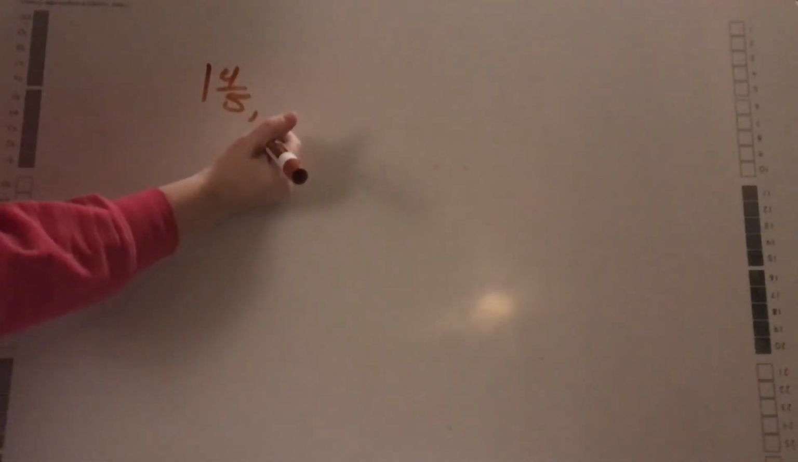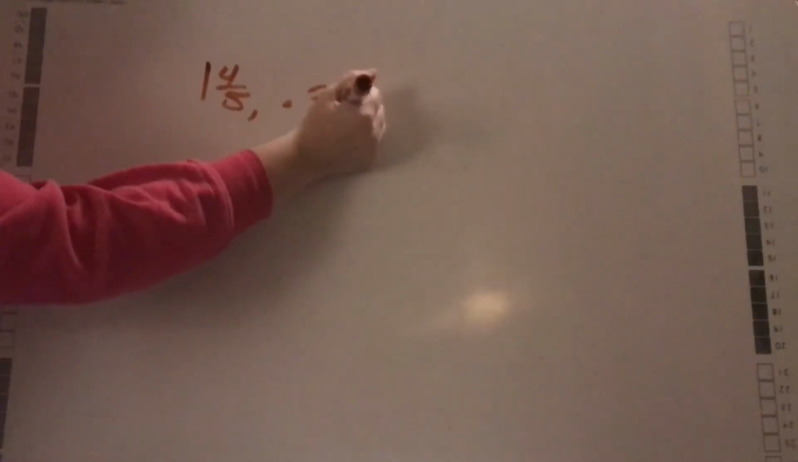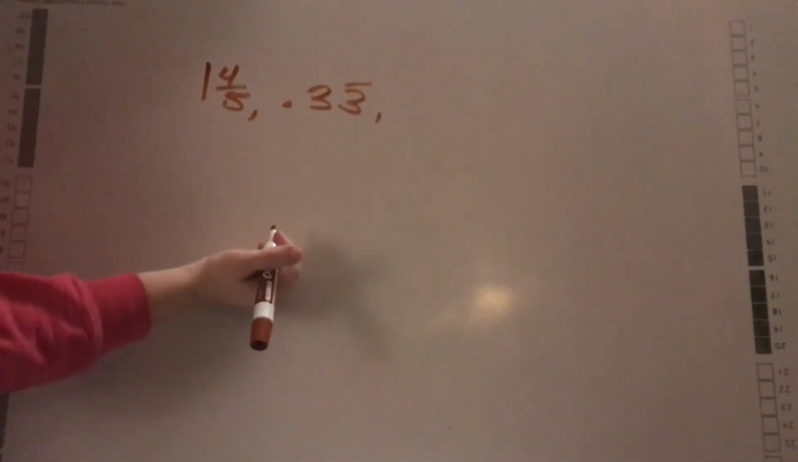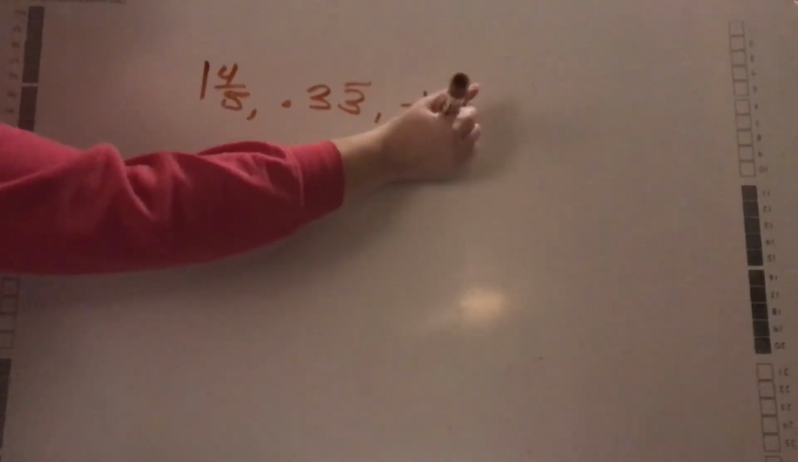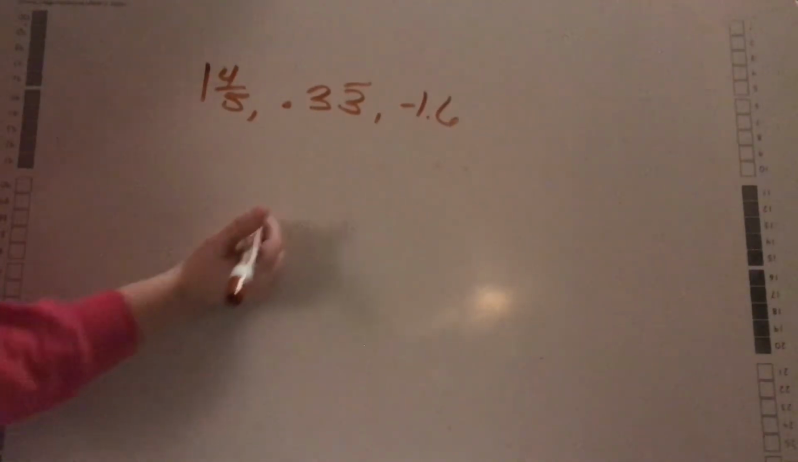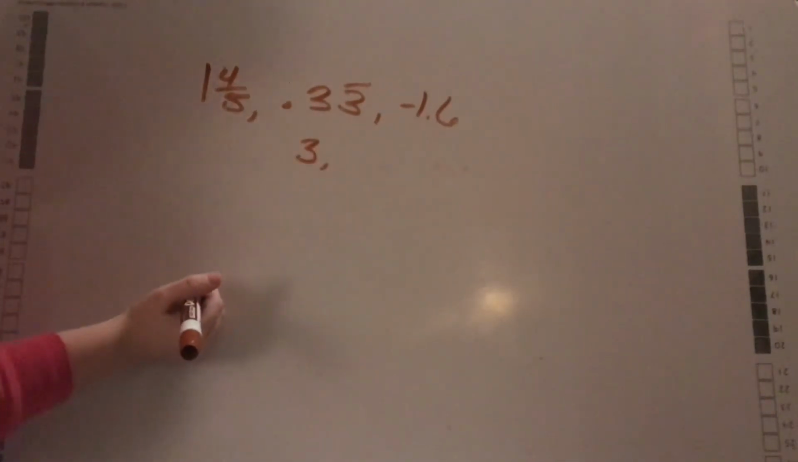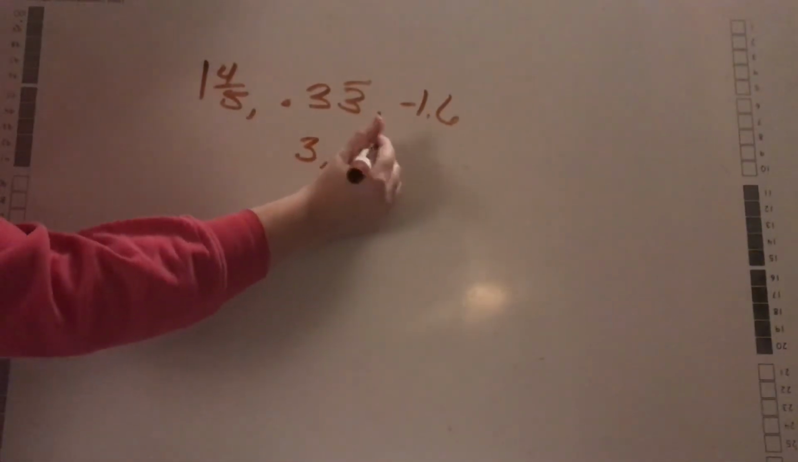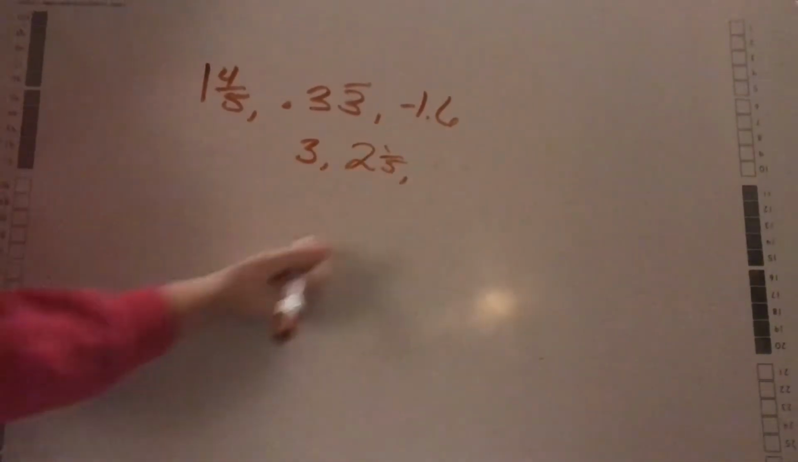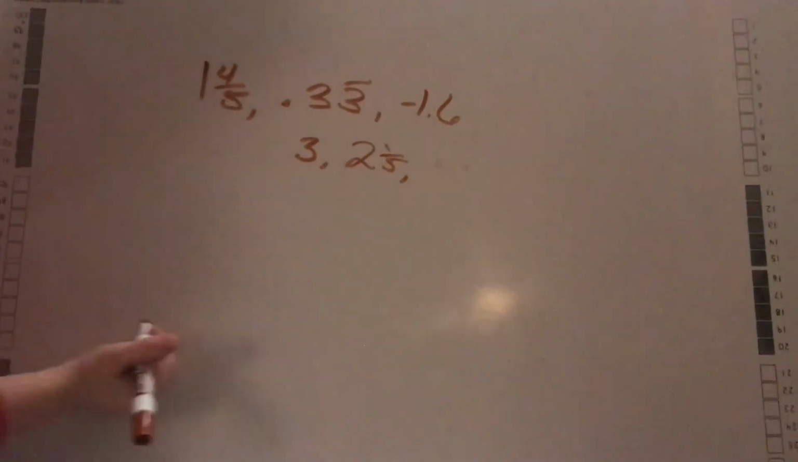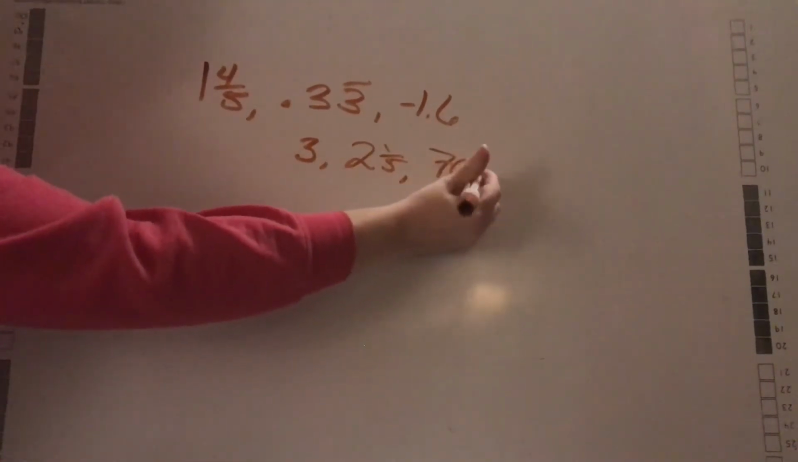Okay, example number 3. They want you to order the rational numbers. So they gave you 1 and 4/5, 0.33 repeating, negative 1.6, 3, 2 and 1/5, and 70.2%.